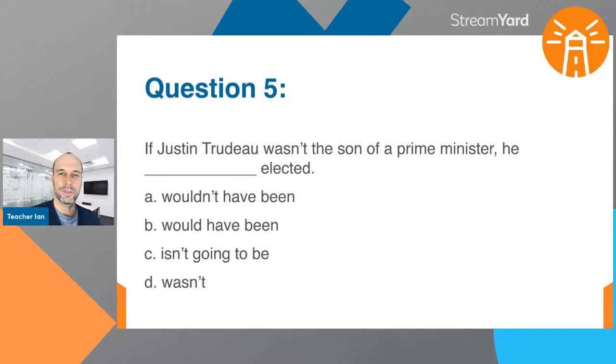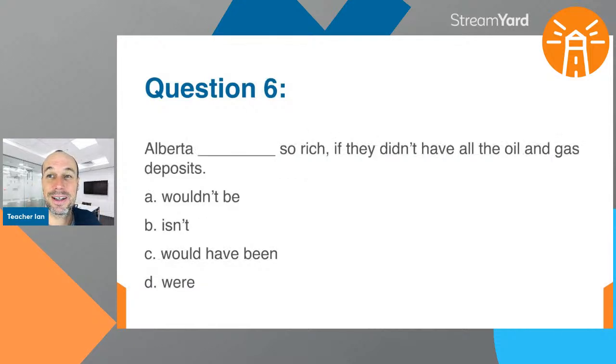But this is the unreal conditional. This is the third conditional that gives us a lot of trouble. Okay, Christina also said B. So correct answer is A. If Justin Trudeau wasn't the son of a prime minister, he wouldn't have been elected. That's something to think about. All right, moving on. We've got, I think, 4 questions left.